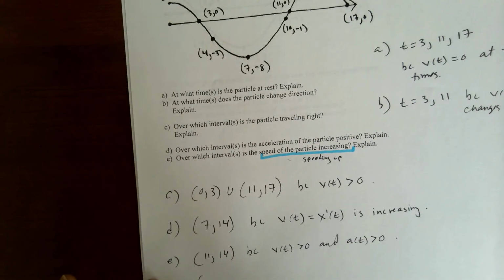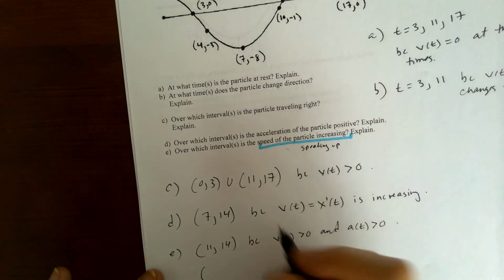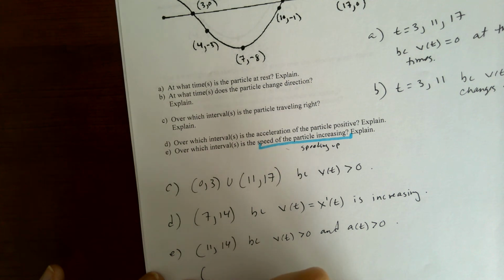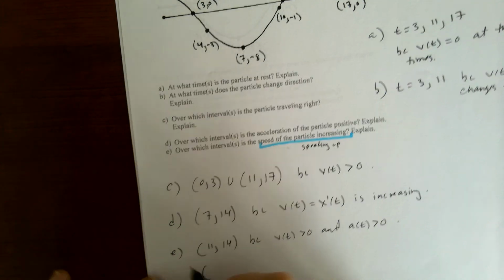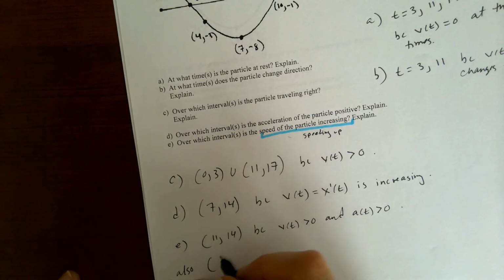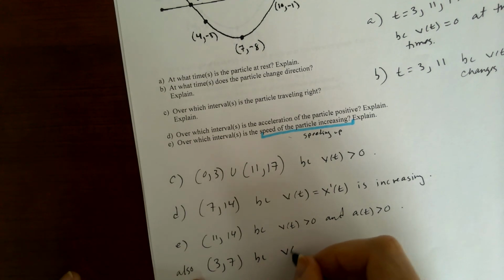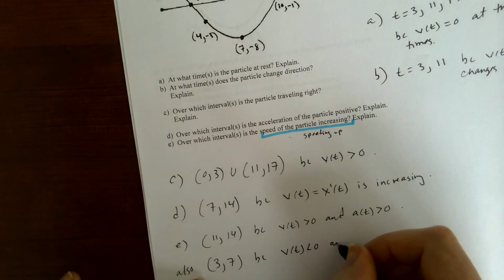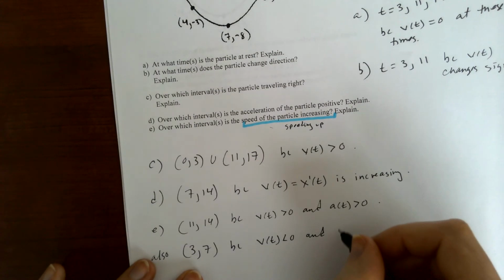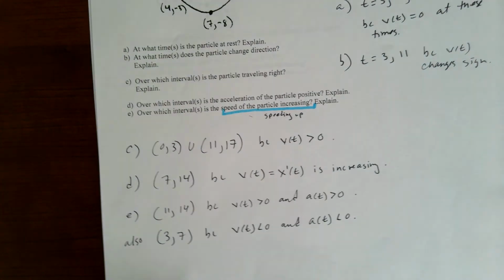And then also, should I do union? Yeah. Okay, I'll say also from 3 to 7 because velocity is less than 0 and acceleration is also less than 0.